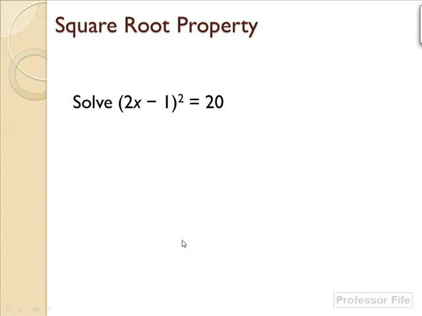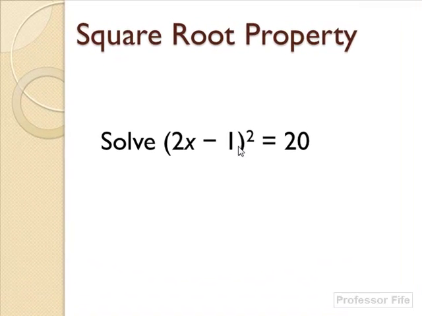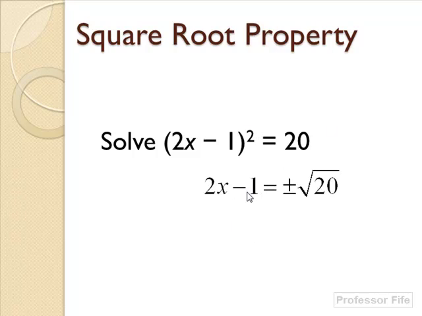Okay, and the last example. Solve 2x minus 1 squared equals 20. So here I have the square on the left side. To undo the square, apply the square root property, and you'll get 2x minus 1 is equal to plus or minus the square root of 20.